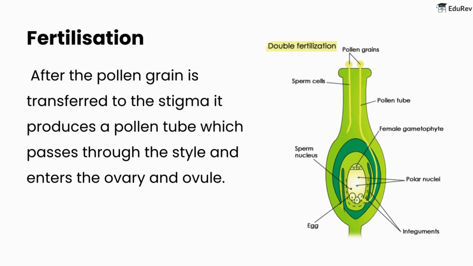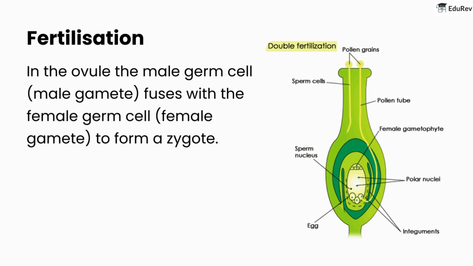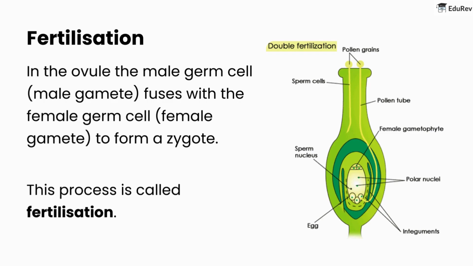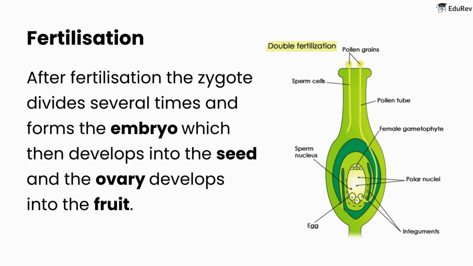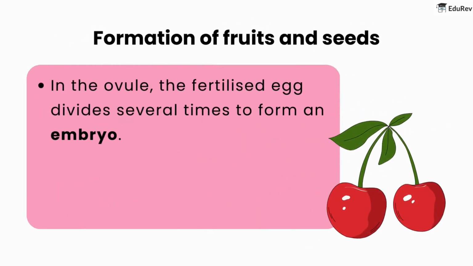Now, let's look at fertilization. After the pollen grain is transferred to the stigma, it produces a pollen tube which passes through the style and enters the ovary and ovule. In the ovule, the male germ cell, male gamete, fuses with the female germ cell, female gamete, to form a zygote. This process is called fertilization. After fertilization, the zygote divides several times and forms the embryo, which then develops into the seed, and the ovary develops into the fruit.